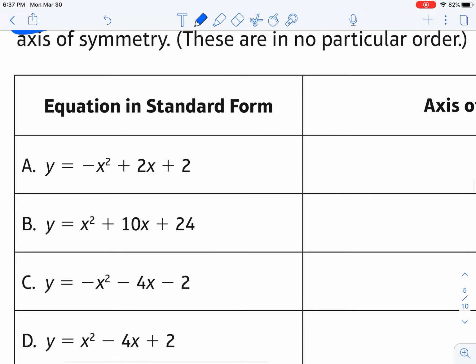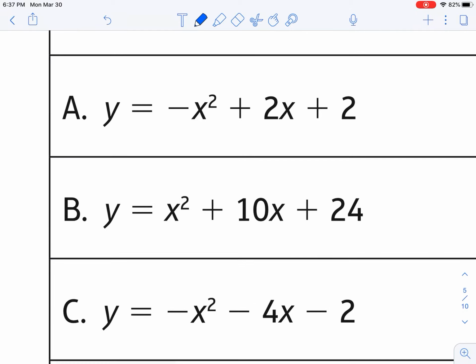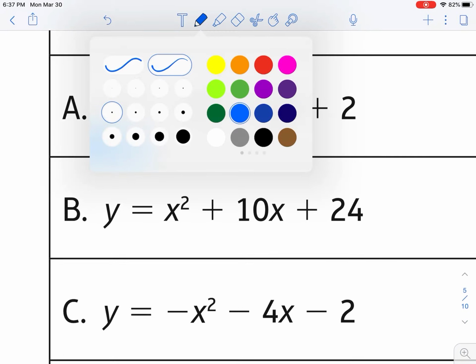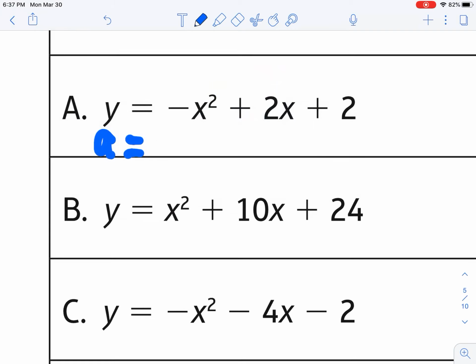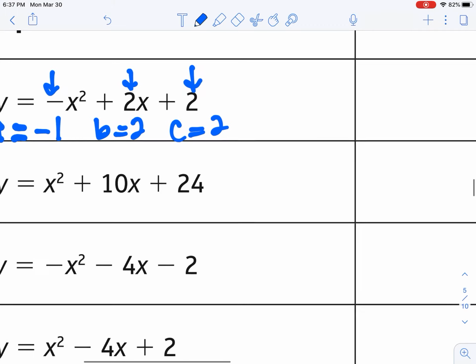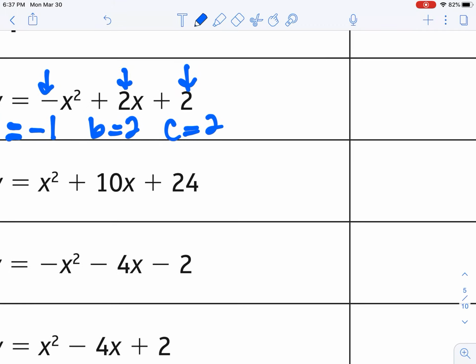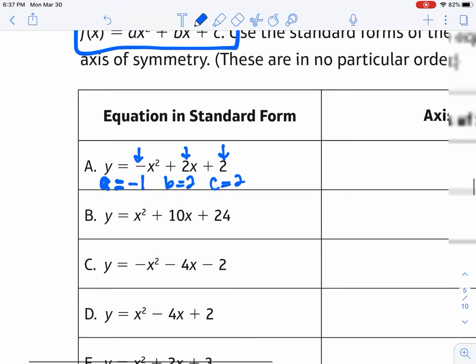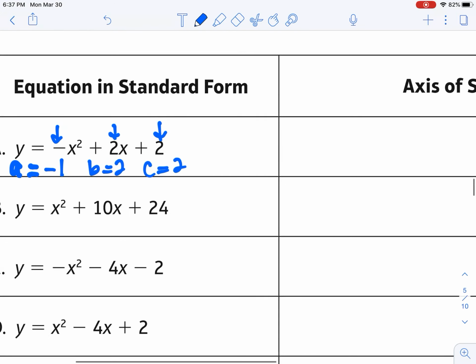The first thing we want to make sure is that y is by itself and everything is on one side or the other. So here you're going to identify a as a negative 1, b as a positive 2, c as a positive 2, just like we've done in the past. With that, we're going to plug into the formula.